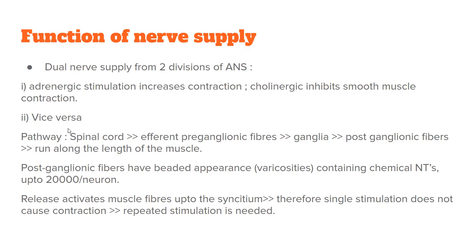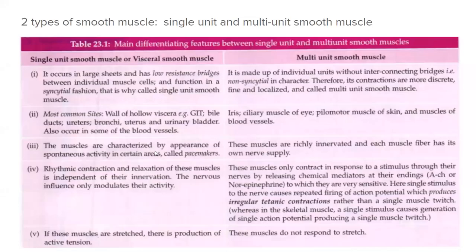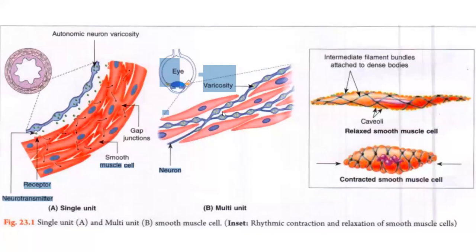But eventually the pathway is all the same, from the spinal cord to the efferent preganglionic fibers. This is the efferent pathway I'm talking about: efferent preganglionic to the ganglia, postganglionic fibers, and it runs along the length of the muscle. These are the varicosities you see. They have chemical transmitters within them. Once they're stimulated, these are released intermittently, and these can respond even to stretch.